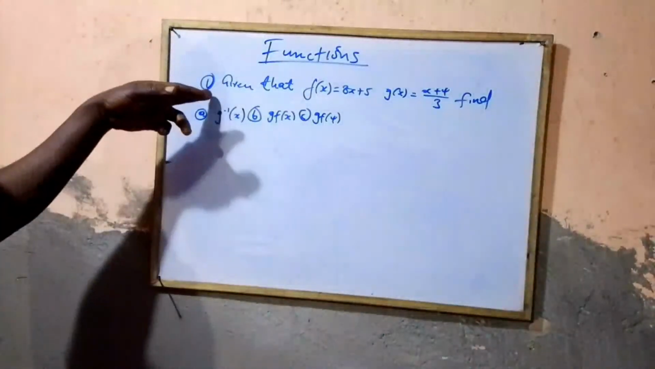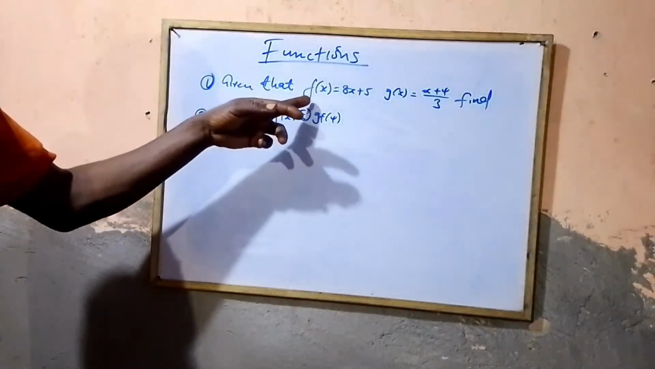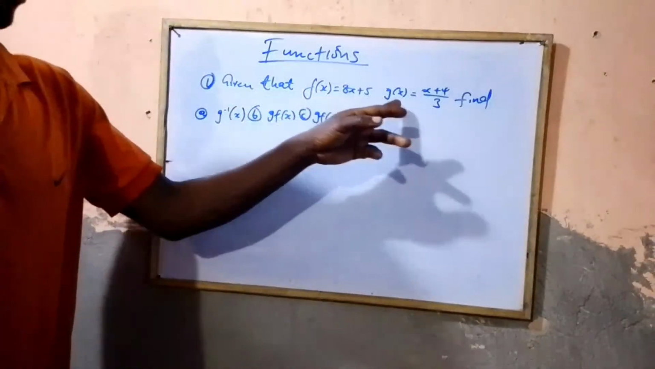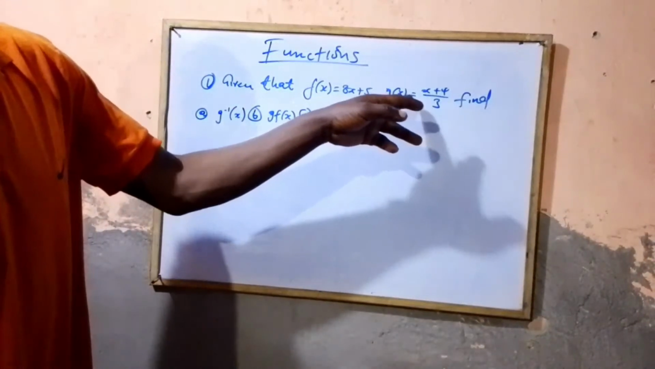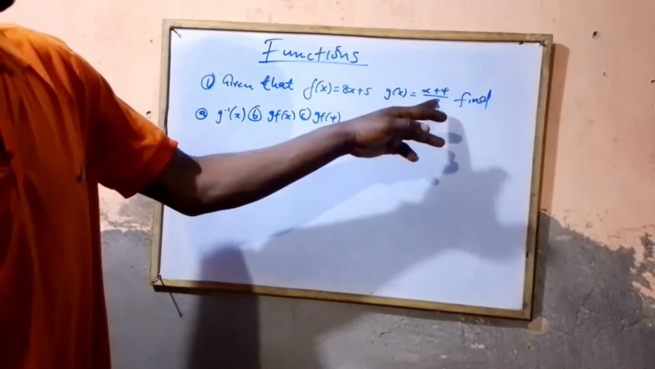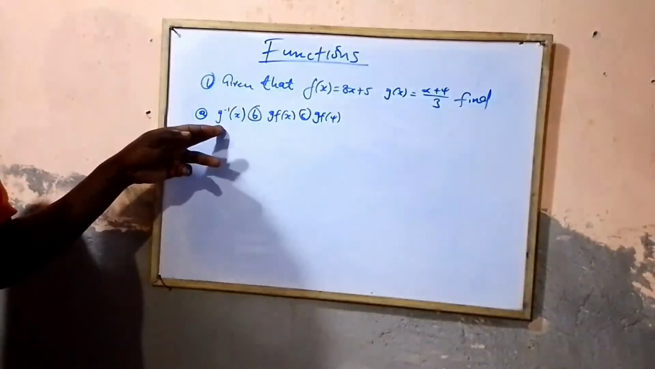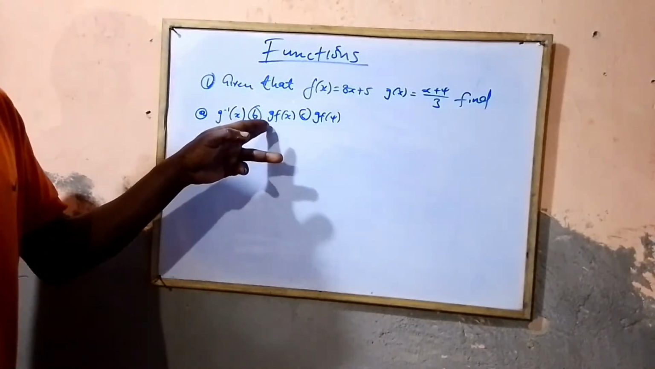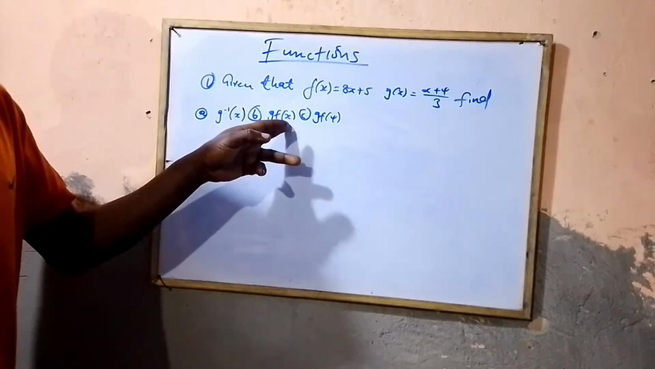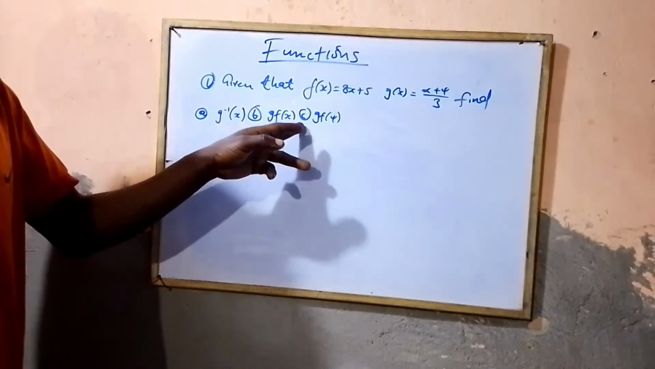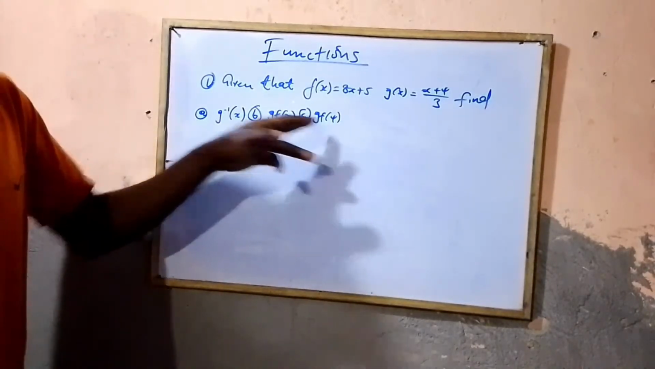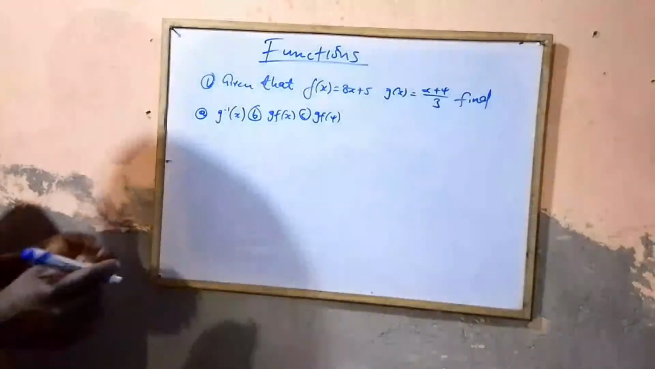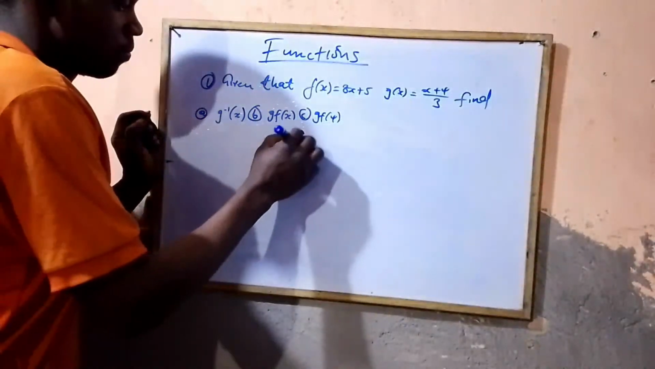Functions, and we have been given that f of x is equal to 3x plus 5, and g of x is equal to (x plus 4) over 3, and we have to find the g inverse for a, g of f of x for b, and for c we have to find g of f where for x we substitute 4. So without wasting much of the time, let's get started. Solution.